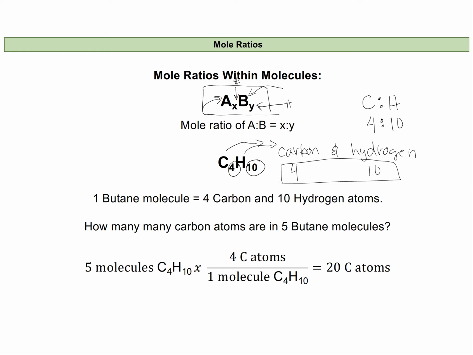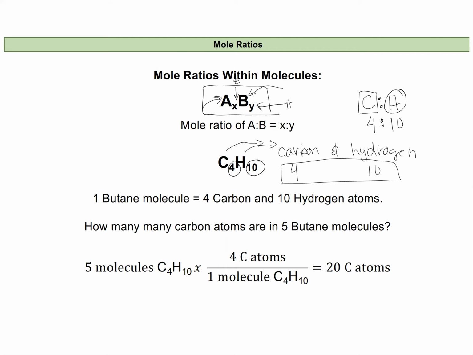So we can use these in calculations where we need to know maybe just the number of carbon atoms in a sample of a certain mass, or we need to know the number of hydrogen atoms. But other than that, the version of mole ratios that we typically use the most is going to be the coefficients in a balanced chemical reaction.